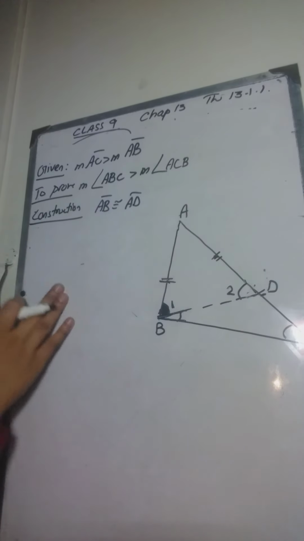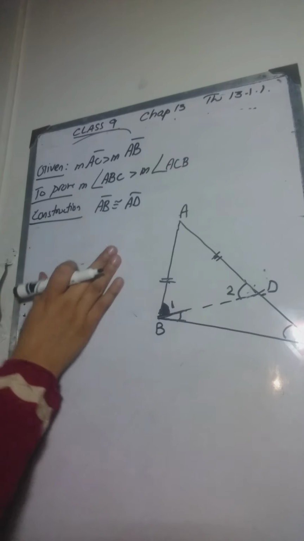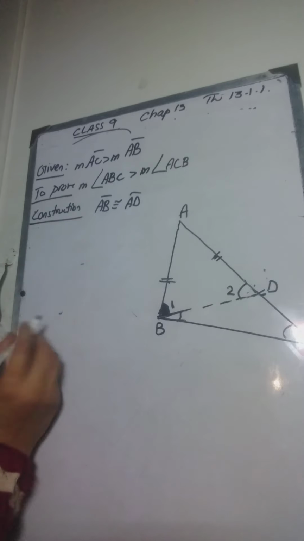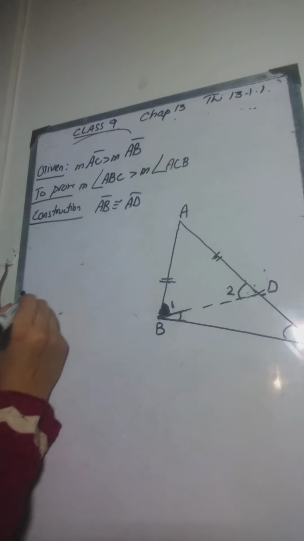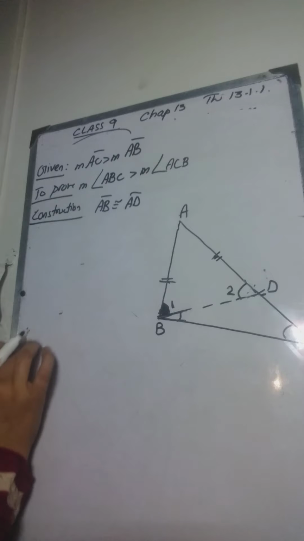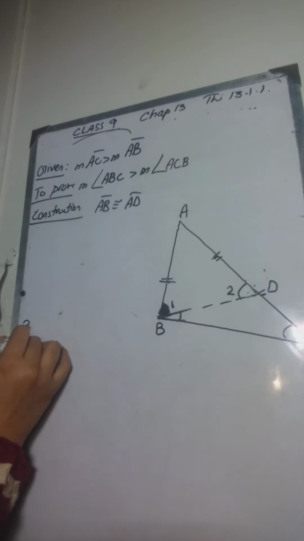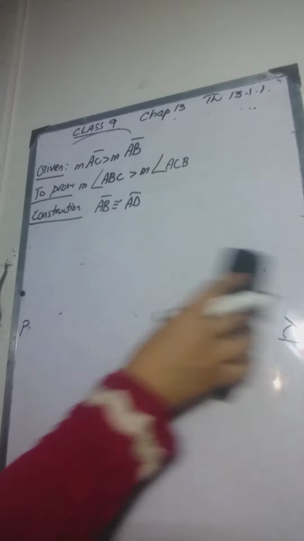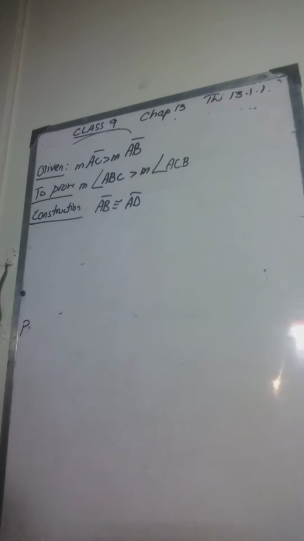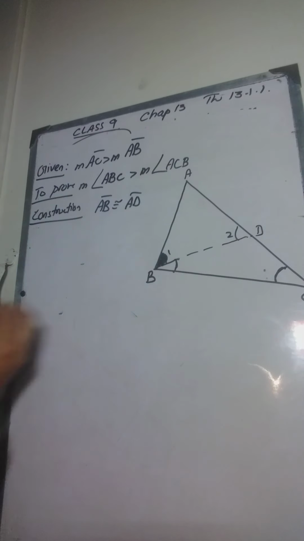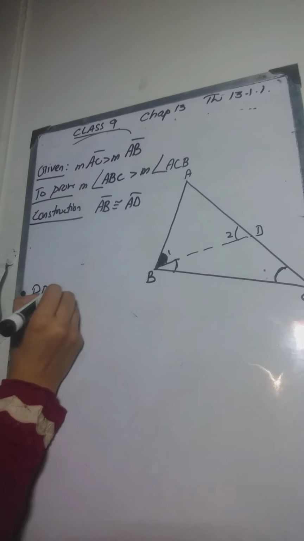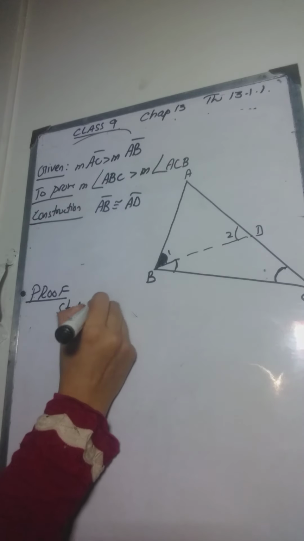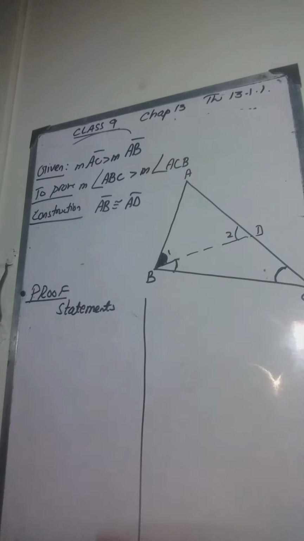I have written the key points which I am going to use in the proof. After doing the given, the proof and the construction, you are going to write that in detail. I am doing it because I don't have enough space over here. So let us start the proof of this theorem. Let me redraw this figure also. Now proof of the theorem: here I am going to write statements, and over here I will write reasons.